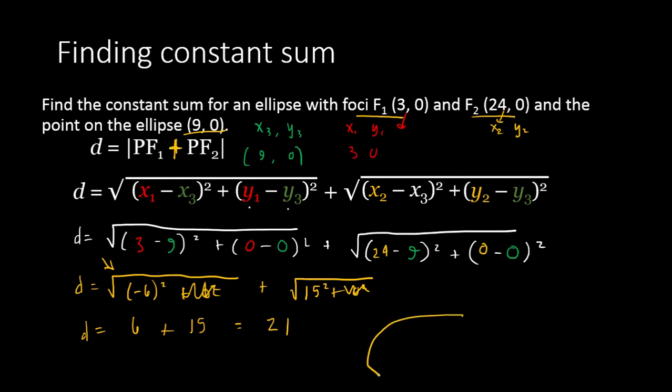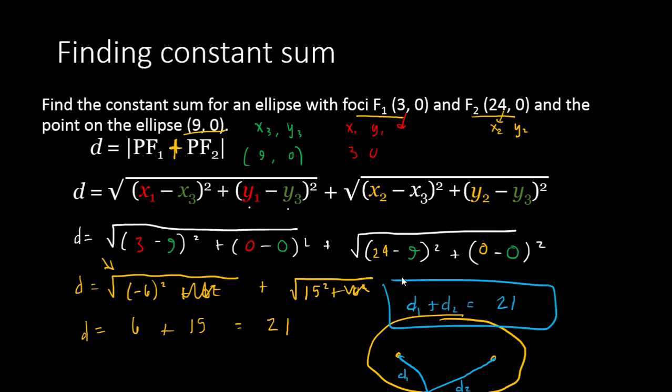So that means my claim is that if I have this ellipse and I take a measurement, a random point, so if I go right here and I measure the distance from here to here and here to here, we'll call that D1, distance 1 and distance 2. I'm saying that distance 1 plus distance 2 equals 21. That's the constant sum for this ellipse.